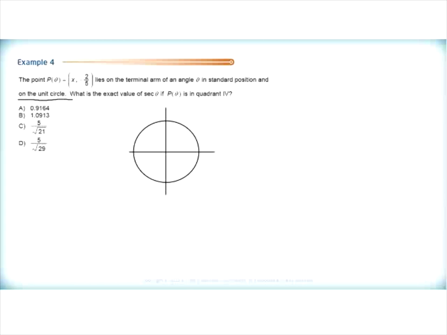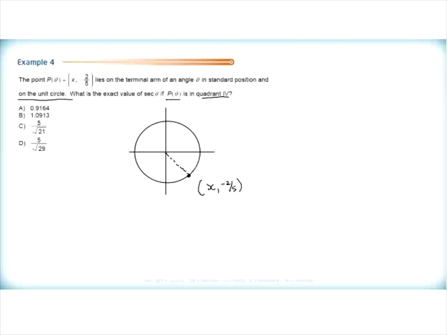The point is at x and -2 over 5. It says, what is the exact value of secant theta if the point is in quadrant 4? So it's important that we know where the point is located. In this case, the point is located in quadrant 4. So let's place our point in quadrant 4. And we have the point x and -2 over 5.